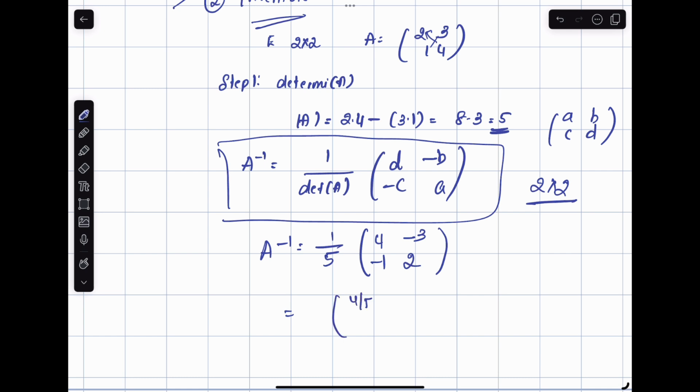So I can write it is 4 by 5. I'm just multiplying it down, minus 1 by 5 and 2 by 5. So this is A inverse in terms of 2 cross 2.